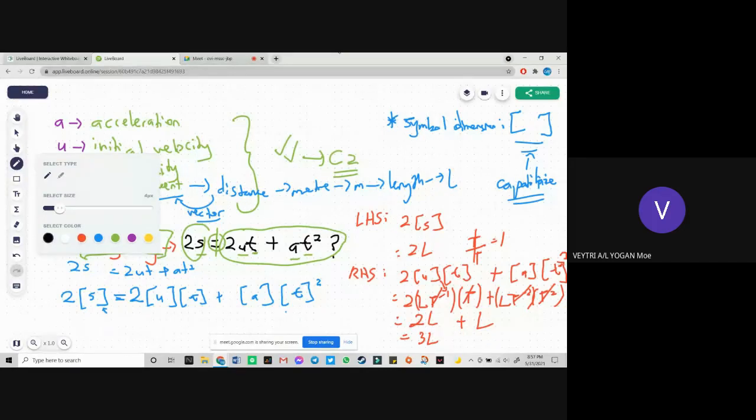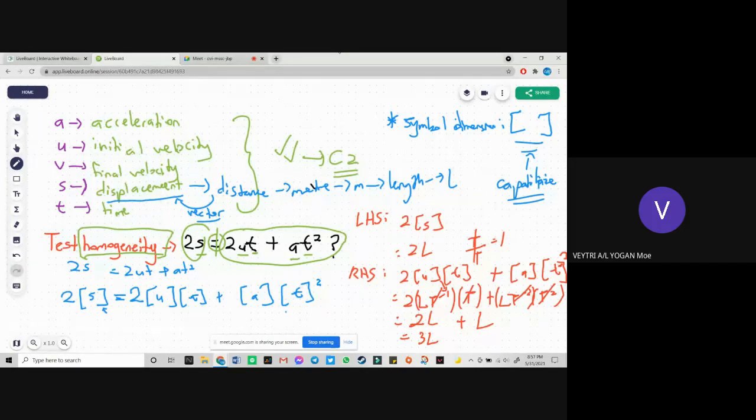Let's just translate this whole thing. Answer dia dekat sini, okay? So, we're gonna get dimension dia 2L equals to 3L. In your opinion, jawapan dia homogeneous or not? No. Tidak. Why do you think so? Sebab kiri dan kanan tidak sama. Why homogeneous or why not homogeneous?